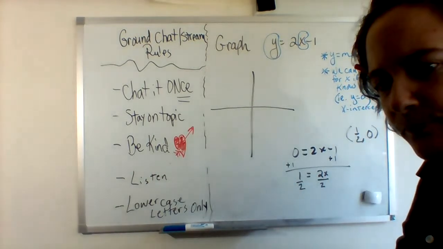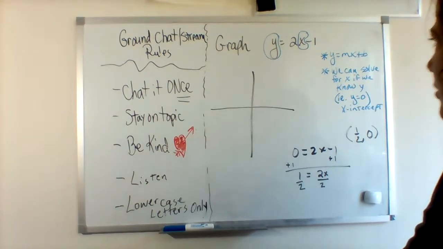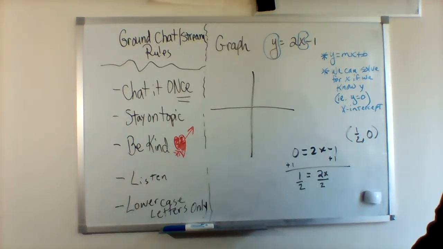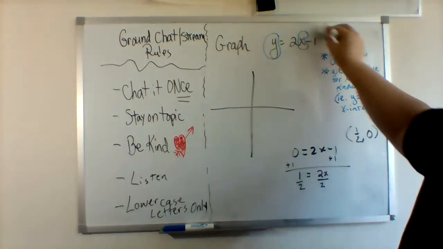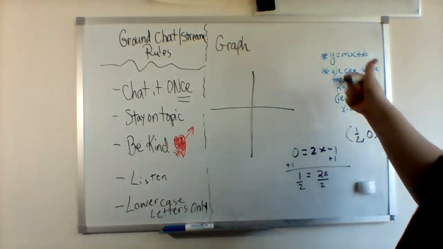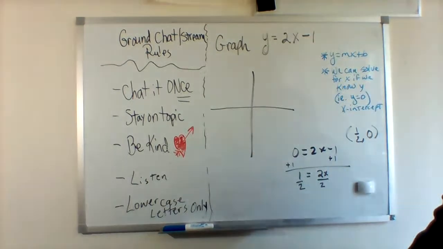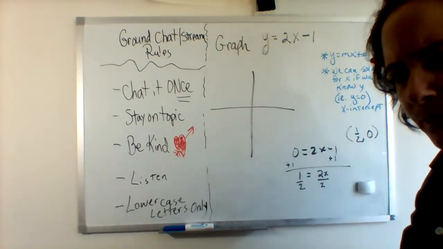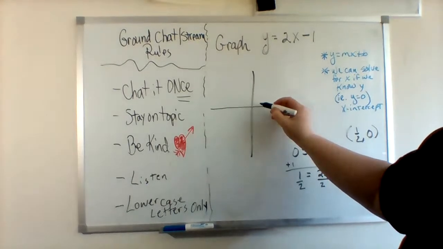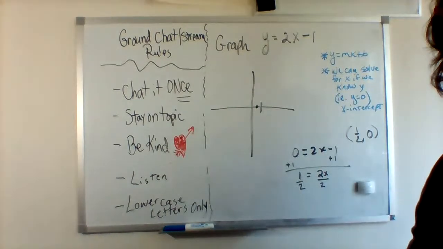Did you get a half? Is it 1 or negative 1? That's a negative 1. Sorry, I'll rewrite it. y equals 2x minus 1. Jacqueline, did you get a half? Half comma 0? So if this is 1 and x is a half, it would be right there. Anything else, guys?